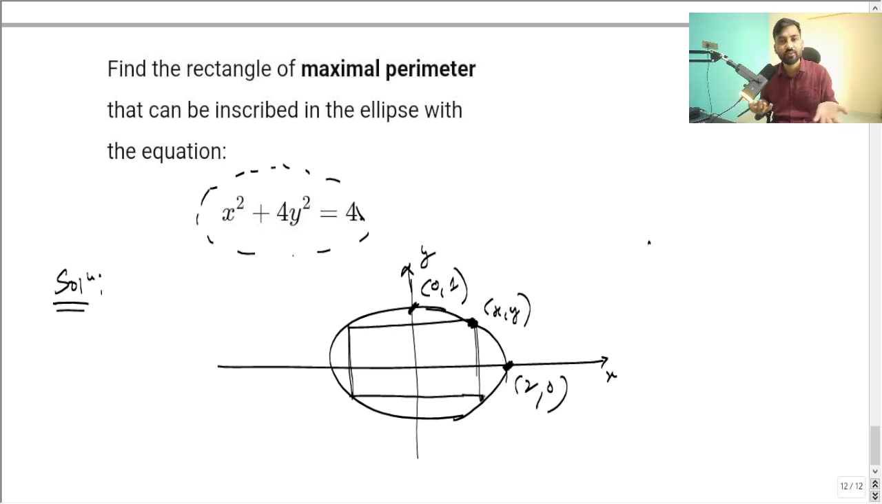Like in this problem, the objective function is not given, but they have described something in the problem: find the rectangle of maximal perimeter. So the perimeter is going to be our objective function. That is our goal, to find the maximum perimeter.